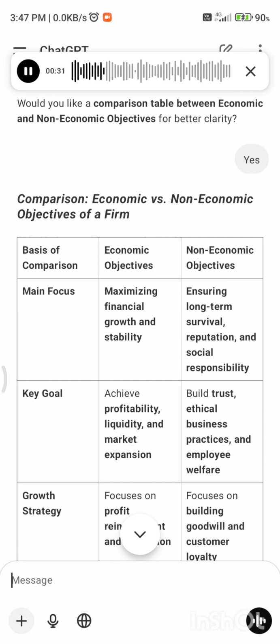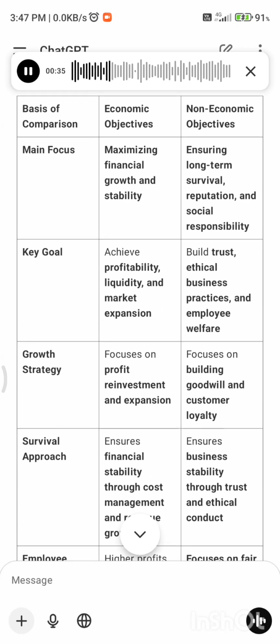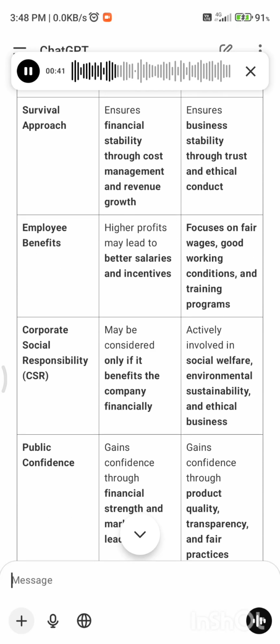Focuses on profit reinvestment and expansion. Focuses on building goodwill and customer loyalty. Survival approach: ensures financial stability through cost management and revenue growth. Ensures business stability through trust and ethical conduct.